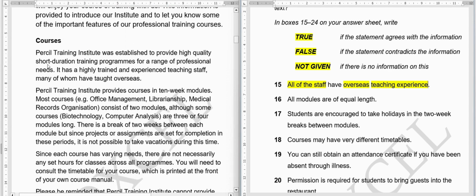Courses. Percil Institute was established to provide high quality, short duration training programs for a range of professional needs. So they are saying that this particular institute was established to provide high quality, short duration training programs. It's not like long duration programs, they are giving you short duration programs. It has a highly trained, experienced teaching staff, many of whom have taught overseas. Okay, here is our location. So they're talking about overseas staff and something like that.